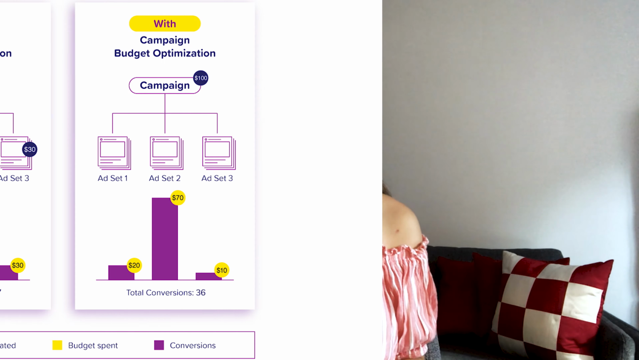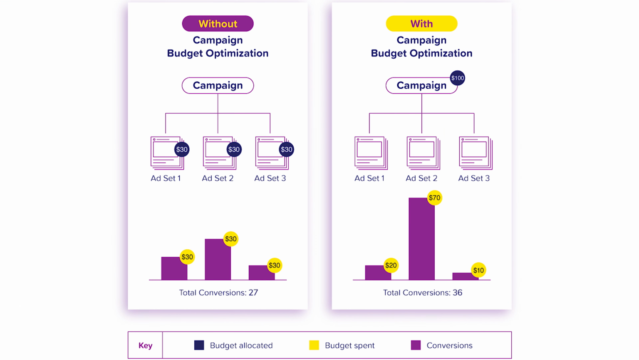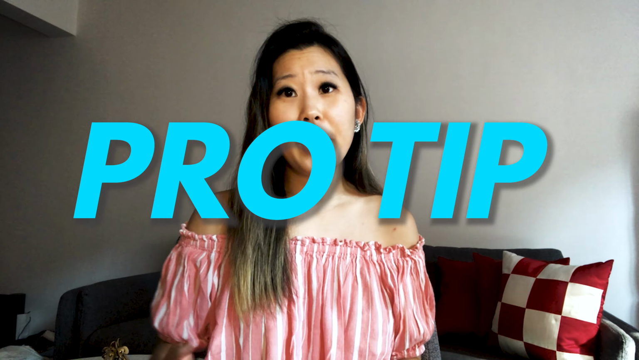What you'll find is that your profitable ad sets may perform better when you optimize your budget at the campaign level instead of the ad set level. Pro tip, you should duplicate your ad sets 2 to 3 times to give them the best chance of success, but make sure that your campaign budget is large enough so that each ad set gets enough spend.